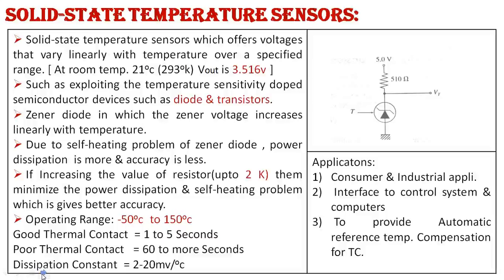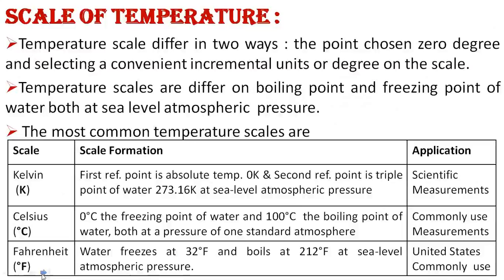The response time is 1 to 5 seconds with good thermal contact and 60 or more seconds with poor thermal contact, and the dissipation constant is 2 to 20 millivolt per second. Its applications are consumer and industrial applications, interface to control systems and computers, and providing an automatic reference temperature and compensation for a thermocouple. Now we have to use different temperature scales.